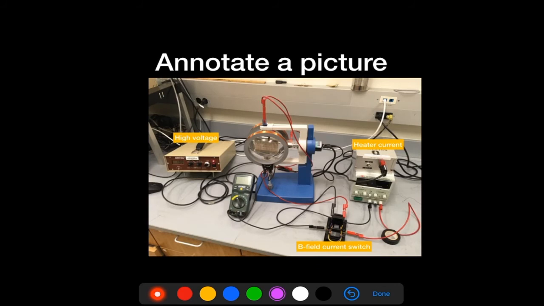Okay, and so here's something that you could do. You could label this the high voltage over here. You could label this the current heater. You could label this the magnetic field switch, all that sort of thing. This looks pretty nice, and so the reader gets a general idea about how equipment was placed and hooked up.